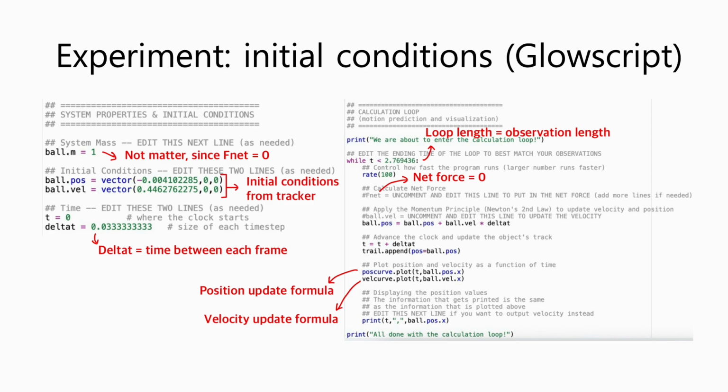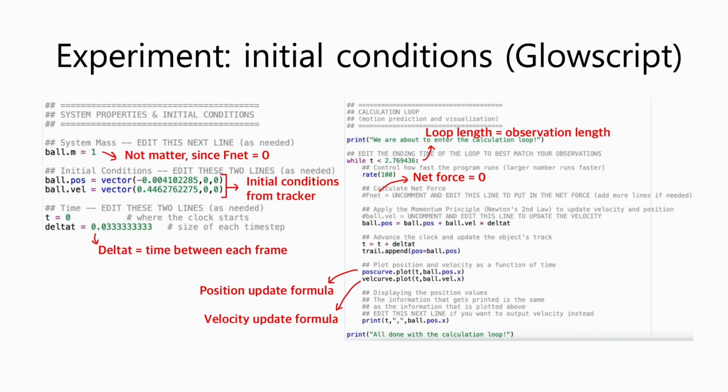This is how I set my initial conditions for the GlowScript program. The mass, first of all, does not matter because the net force is zero. For position and velocity, I use the initial conditions from Tracker. Delta t was 0.033 seconds as the Tracker did, and the loop length also equaled the observation time.